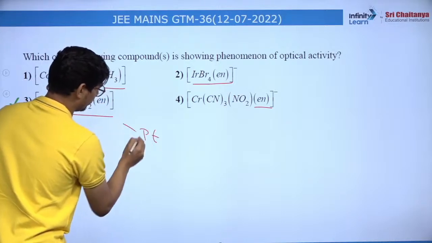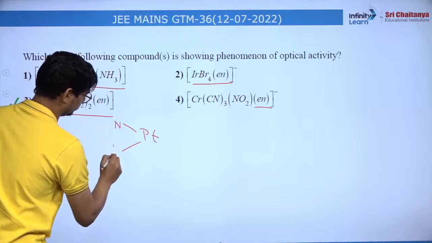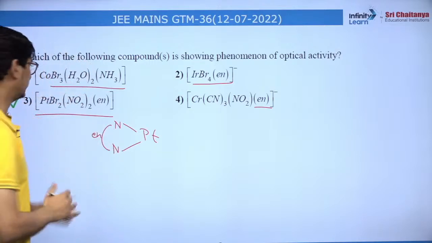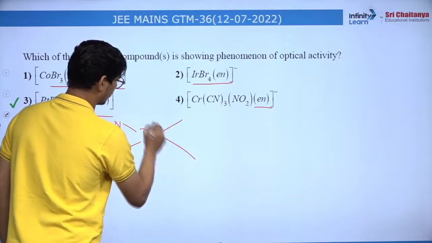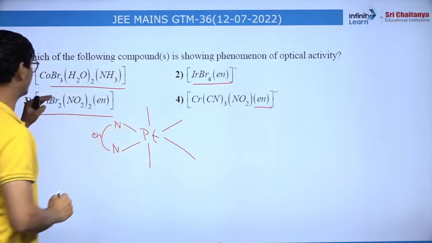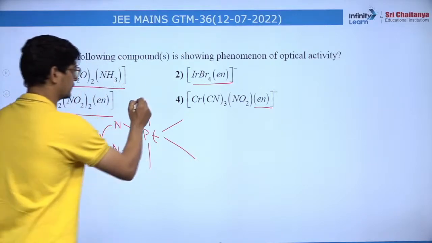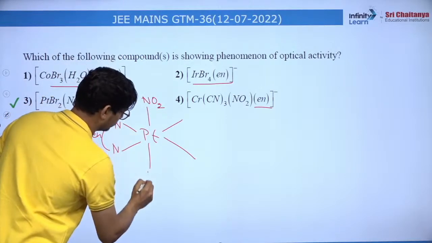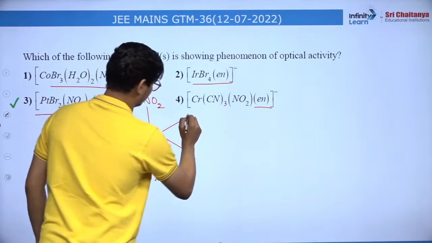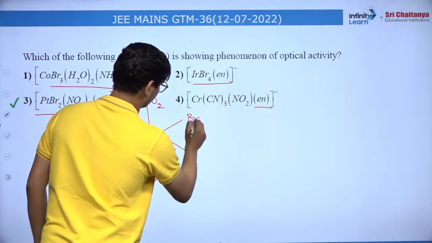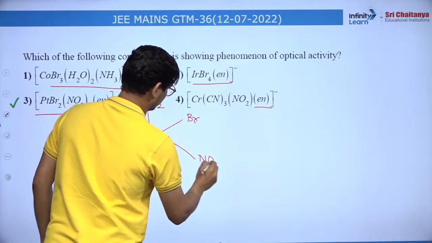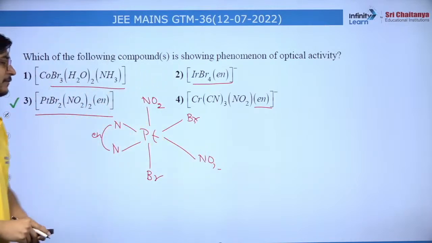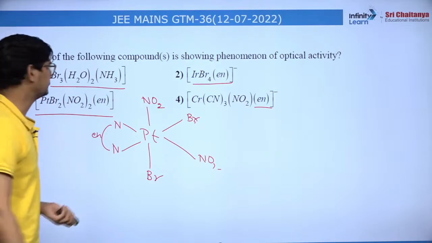How? Let us suppose this is an ethylene diamine ligand. All right, now we have 2 bromine and 2 NO2 groups, right? So all right, this compound, the cis form, will show optical activity.